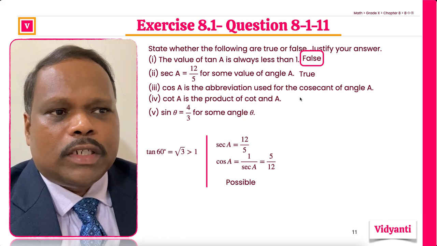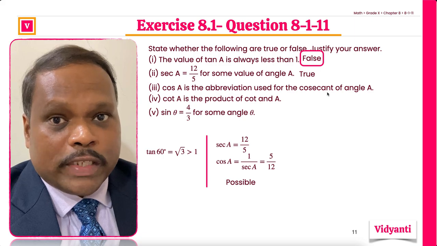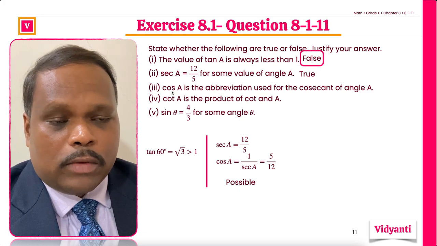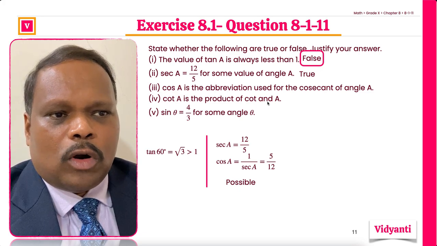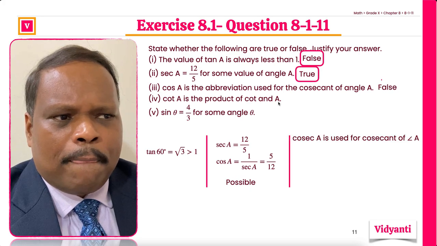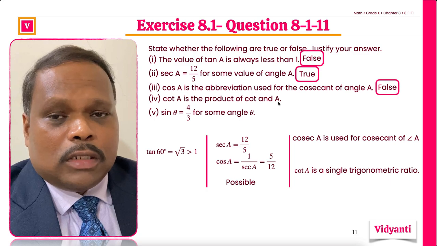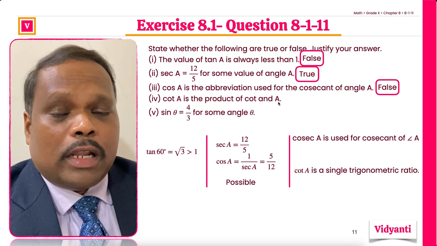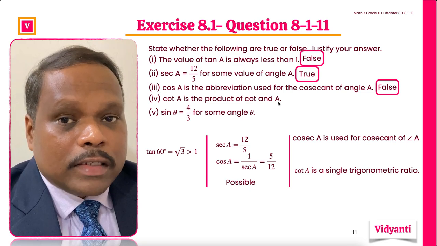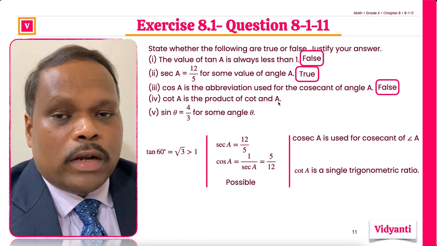Cos A is abbreviation for cosecant. That's wrong. For cosecant, we use cosec, and cos is actually cosine. Those two are different things. Cot A is a product of cot and A. Technically, that's also wrong. Cot A is one single trigonometric ratio. These are not multiplication. It's not like cot is separate value and A is separate value. Cot A is a single parameter and single value, and that is one trigonometric ratio.